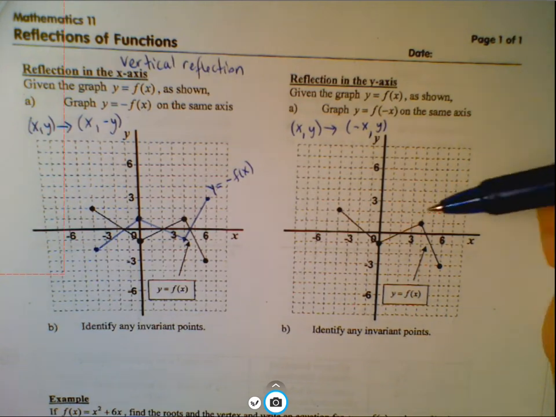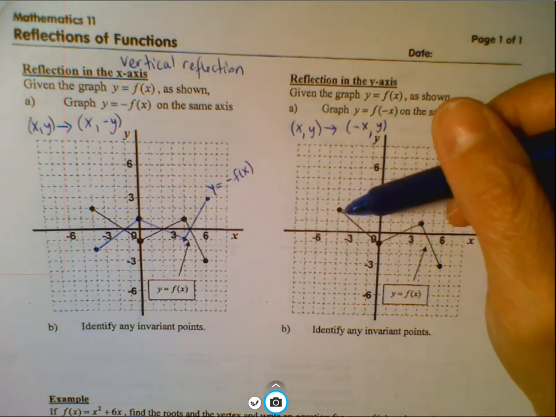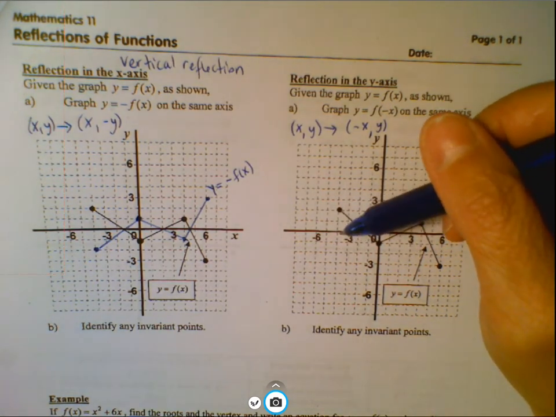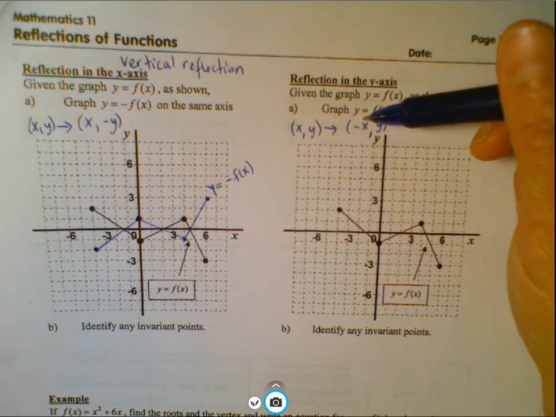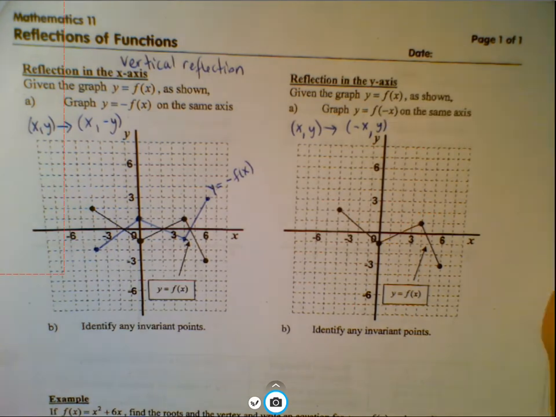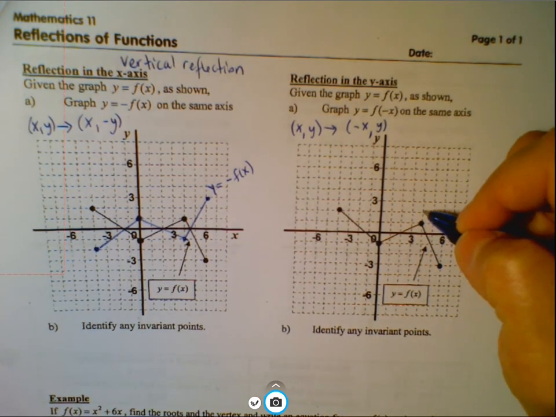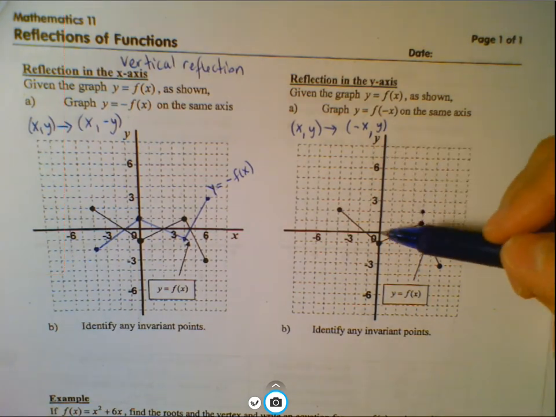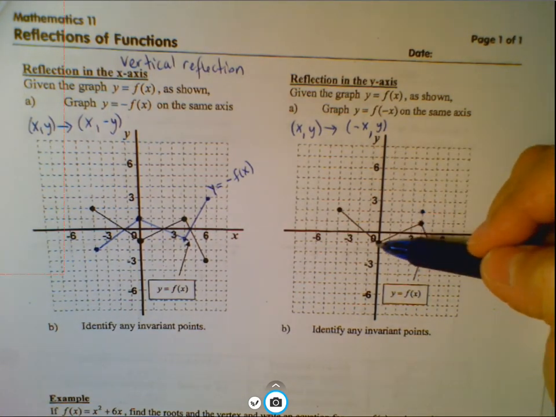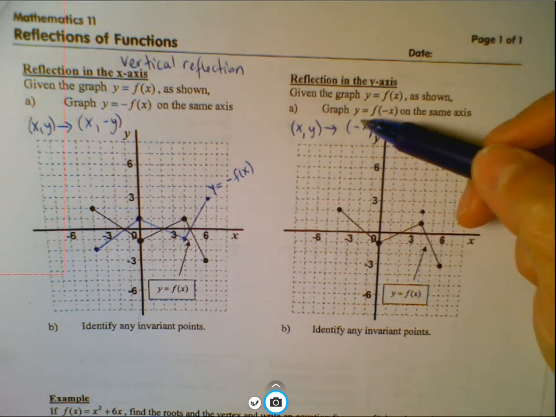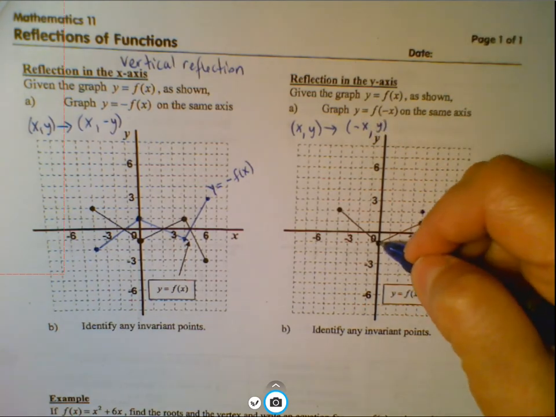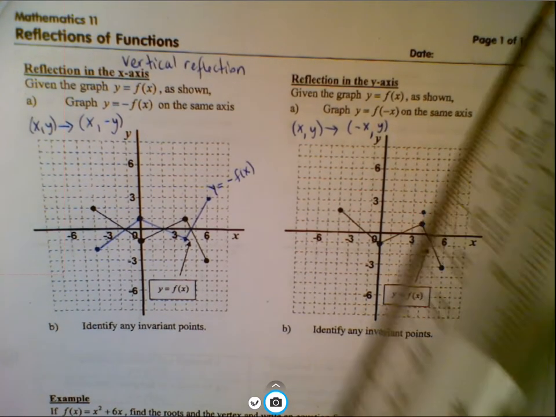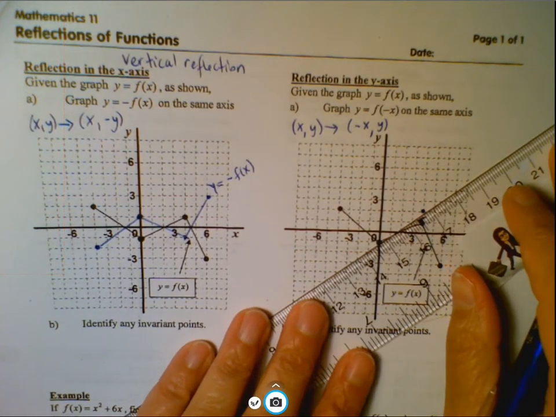So now I'm going to take my points. (-4, 2) is now going to become (4, 2). So I have -4, and I have +2. So I'm going to make a point at (4, 2). And then my point (0, -1) is going to become (0, -1) still, because -0 is still 0. So I'm going to connect these dots.